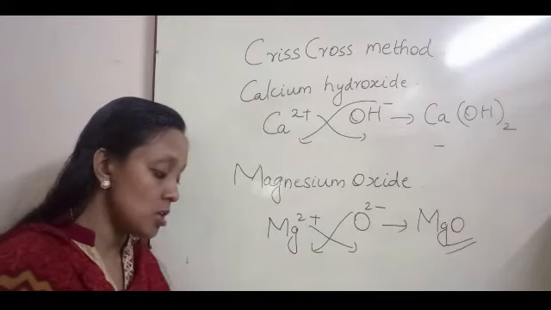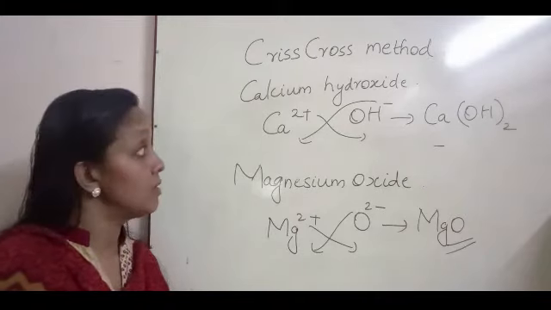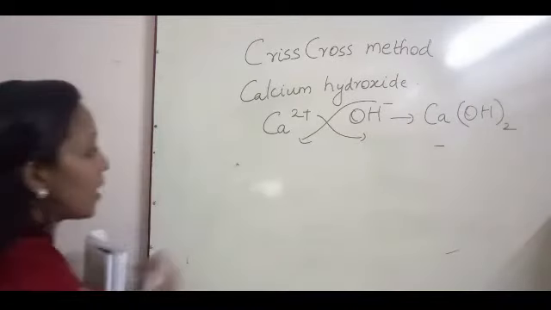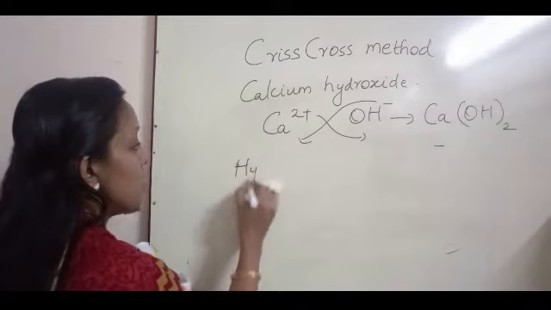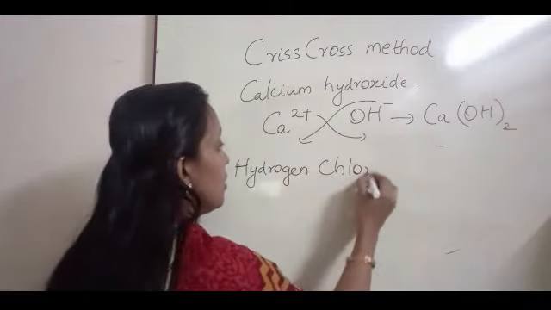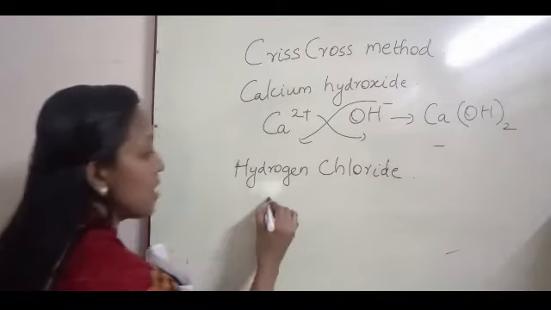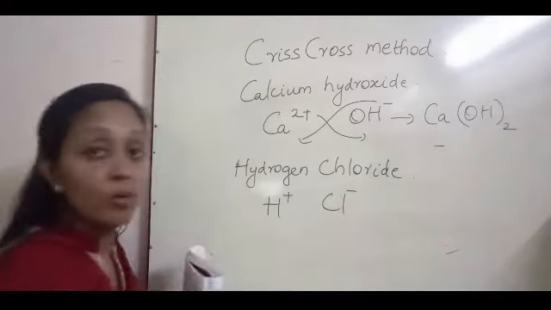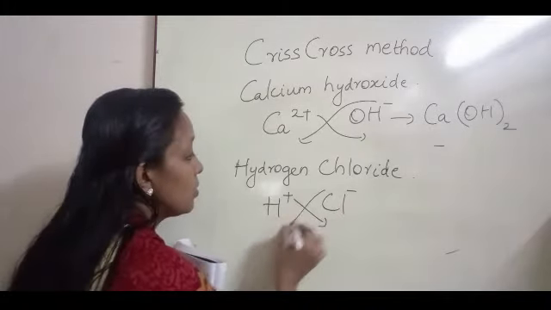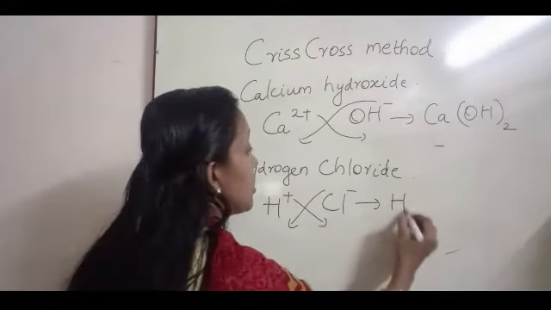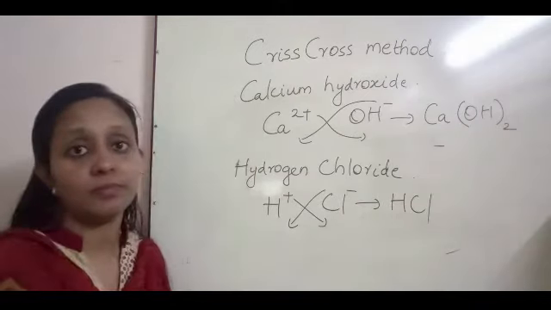It's hydrogen chloride. So while you write the formula, first write the name. Hydrogen chloride. As you write the formula, first hydrogen ion, chloride ion. Both show valency 1. So no number is to be represented. You can write the formula as HCl.